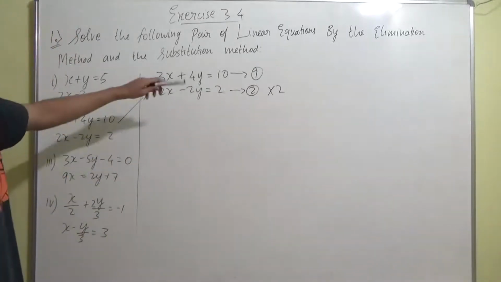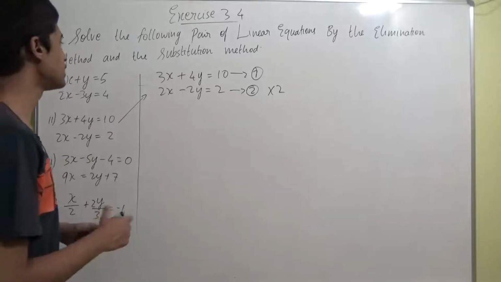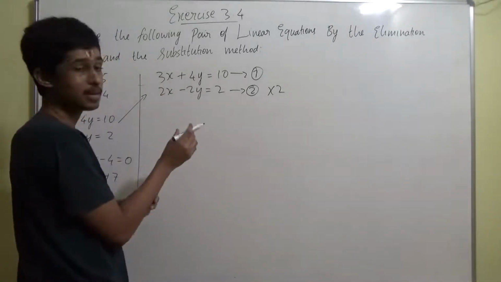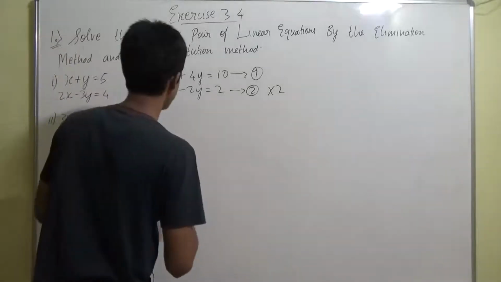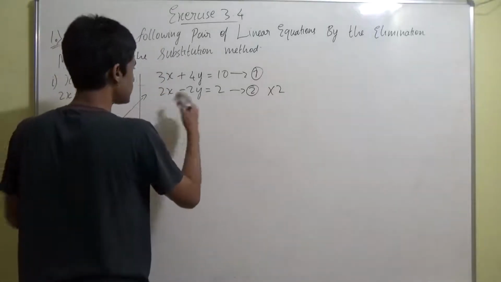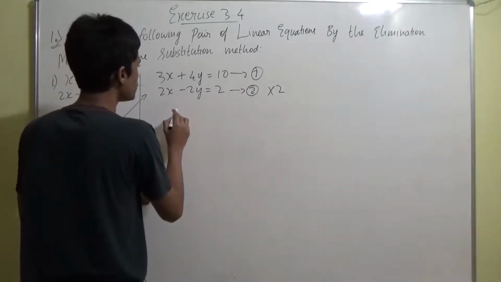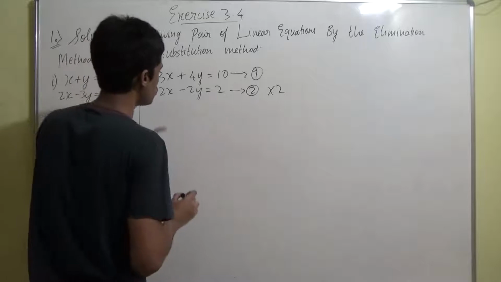Now let's do it by the substitution method. Right, in the substitution method, you have to express one variable in terms of the other variable, right? So I'll express x in terms of y from this equation. I'll do one thing, guys. I'll take equation 2 first and I'll divide by 2. You can do this thing, guys.